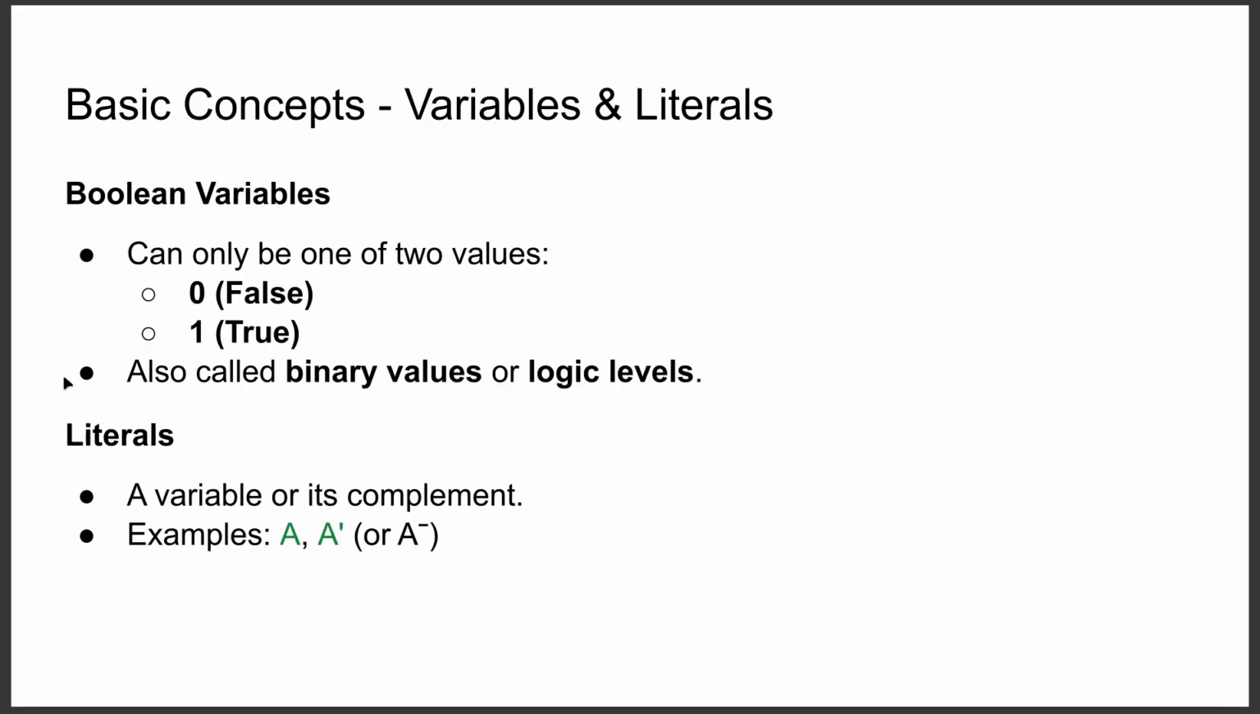So, basic concepts: variables and literals. Boolean variables can only be one of two values, 0 or 1, also called binary variables or logic levels. Literals: a variable or its complement, for example A or A prime or A bar.